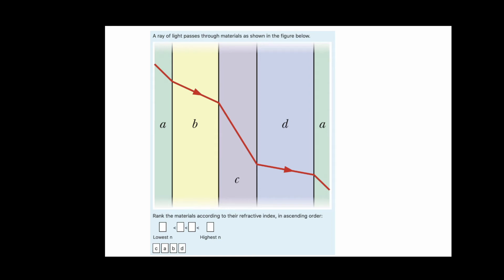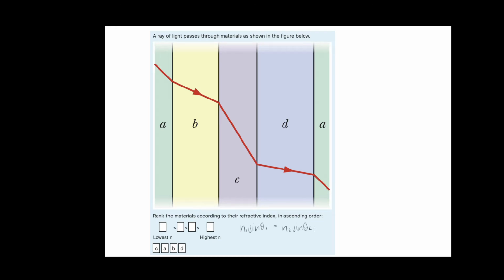Okay, so for this question, we want you to rank the materials according to their refractive indices in ascending order. Essentially, what we're asking you to do is compare how much each of these rays is bending towards or away from the normal. So if we've got light refracting through a material, we need to consider Snell's law: n1 sin θ1 = n2 sin θ2.